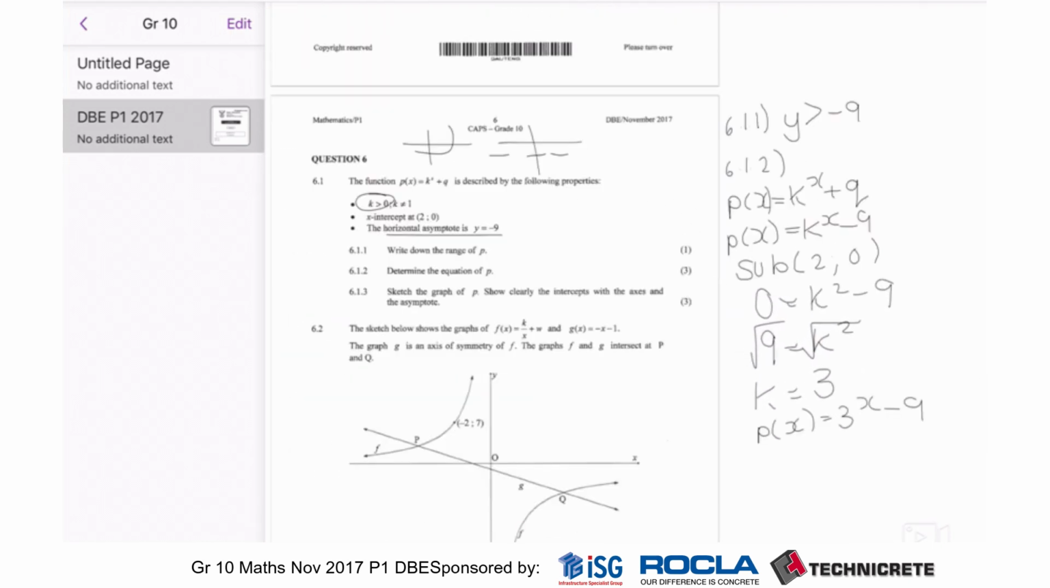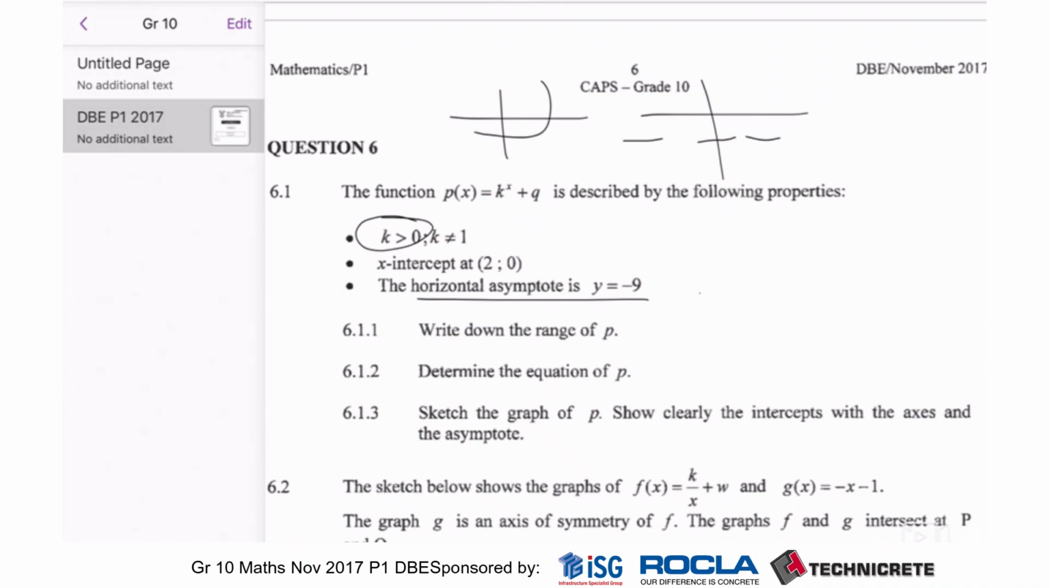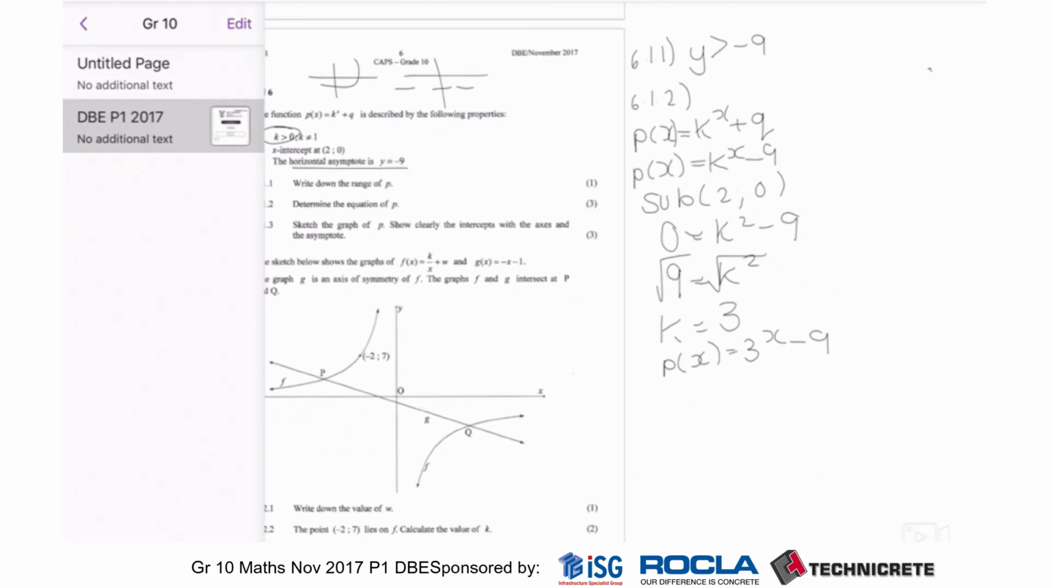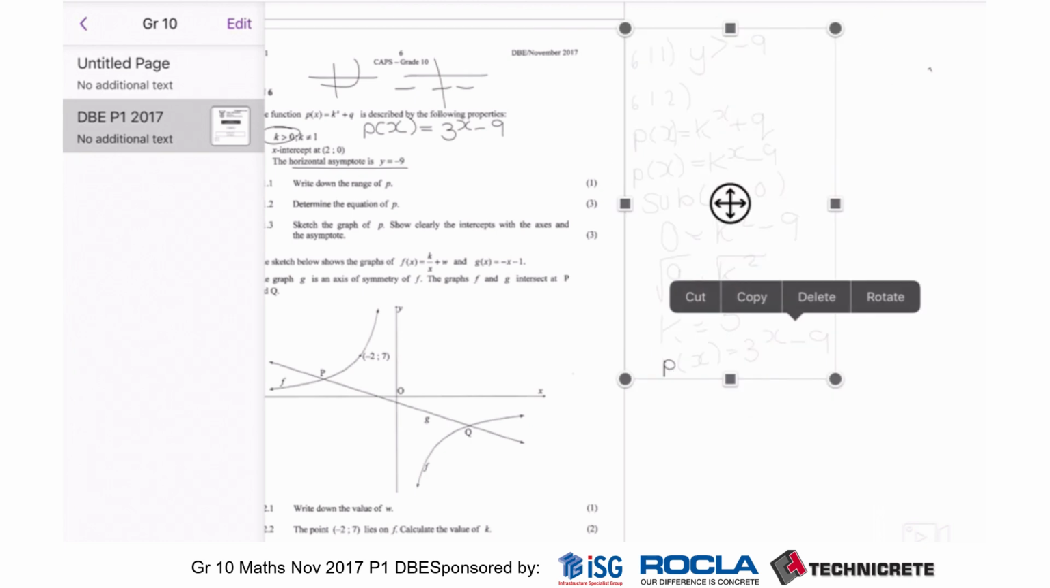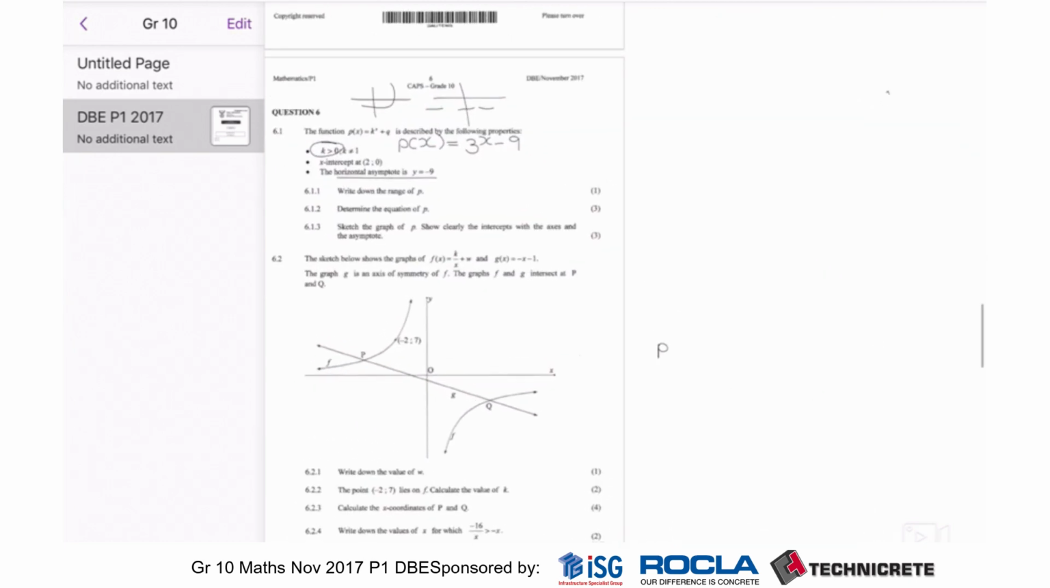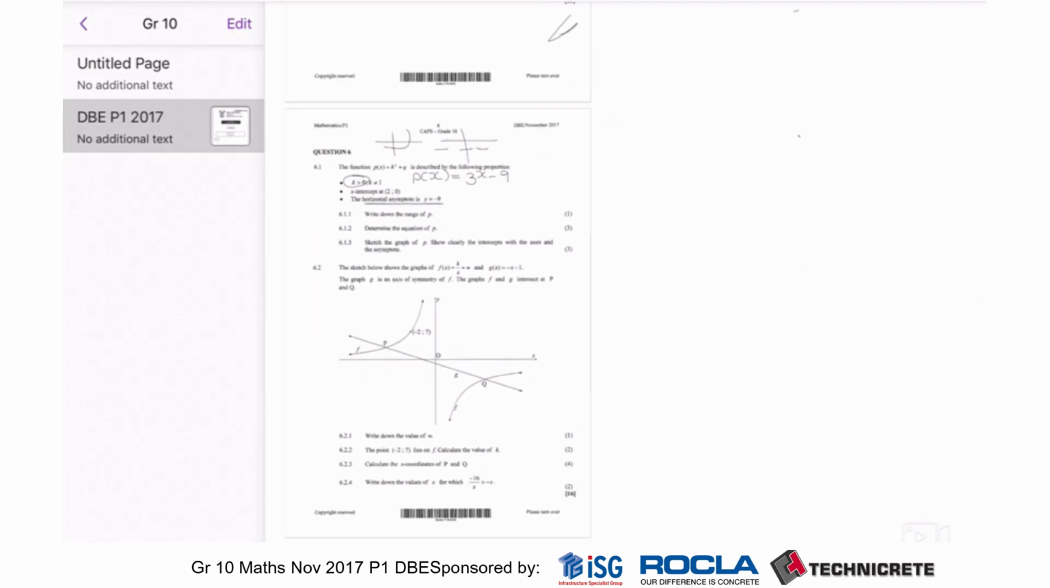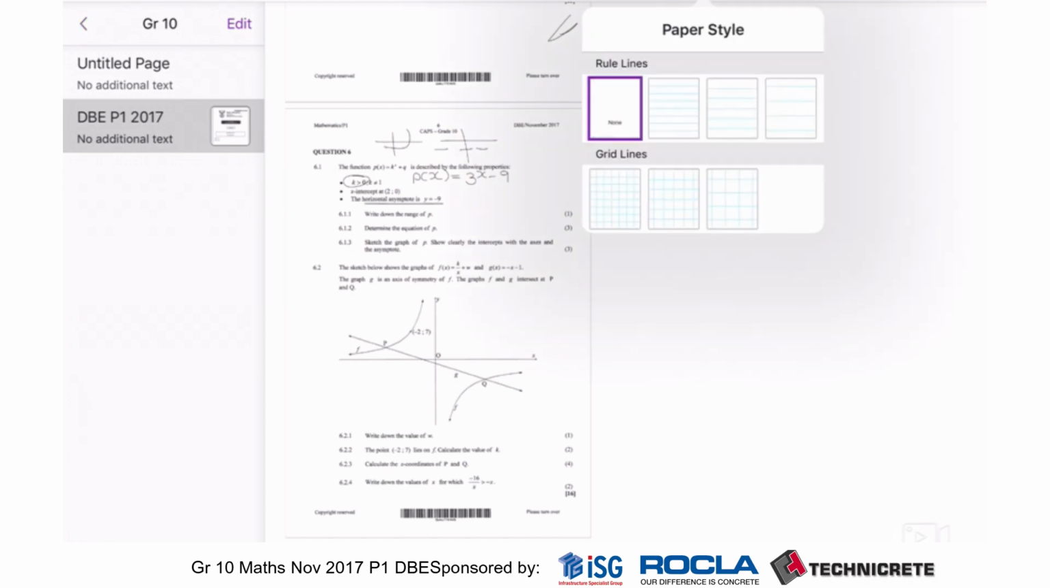Let's write that in up here. So p of x is equal to 3 to the power x minus 9. Very important. Next it says sketch the graph of p. Show clearly the intercepts with the axes and my asymptote. Okay, so generally in your answer book or in your test they will give you a graph, so you're not going to have to draw a graph. But for the sake of this, I'm going to have to draw the graph.